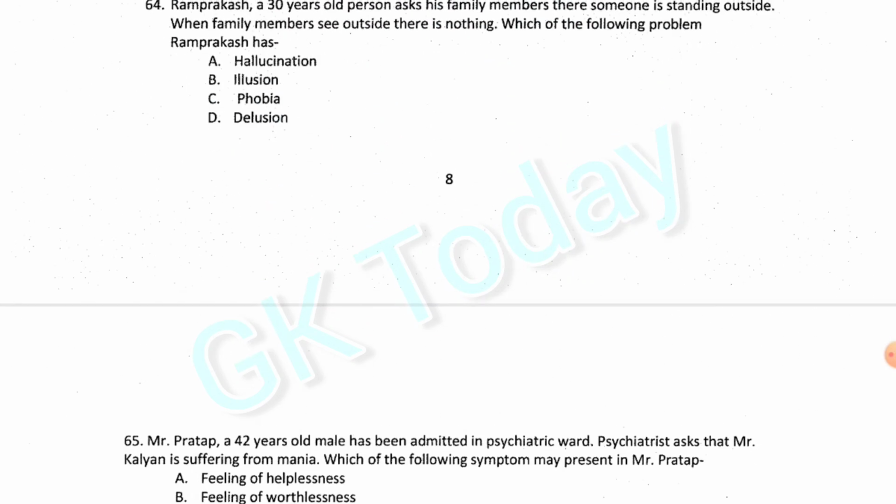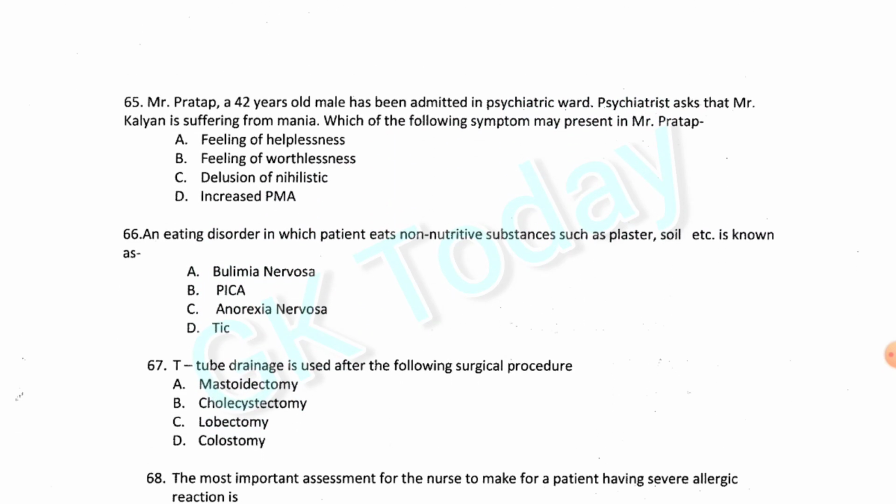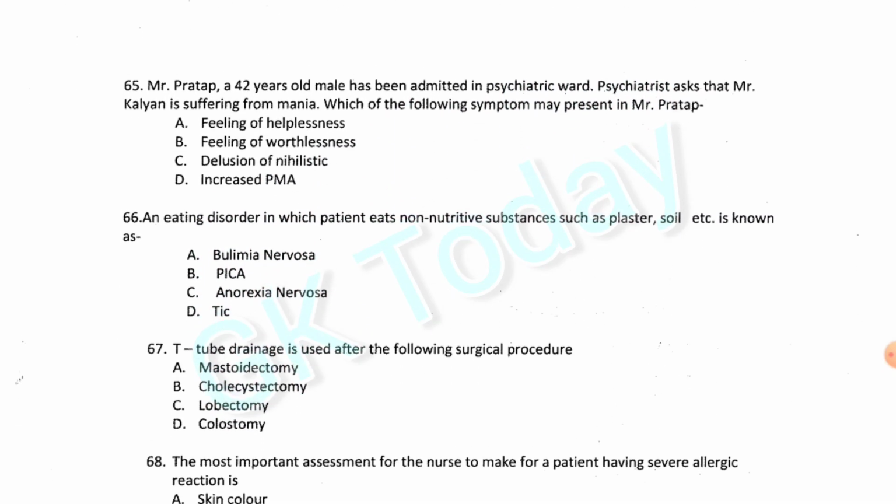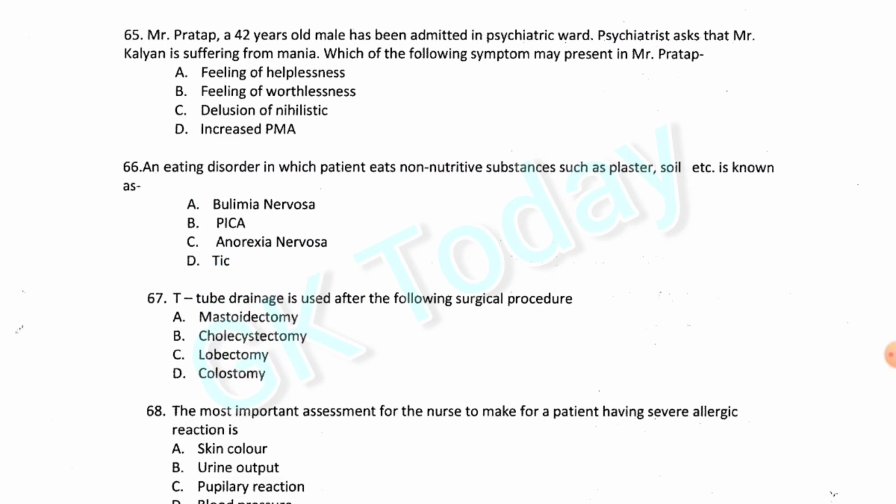Question number 65. Mr. Pratap, a 42 years old male, has been admitted in a psychiatric ward. Psychiatrist says that he is suffering from mania. Which of the following symptoms may be present in Mr. Pratap? Correct answer is option D.